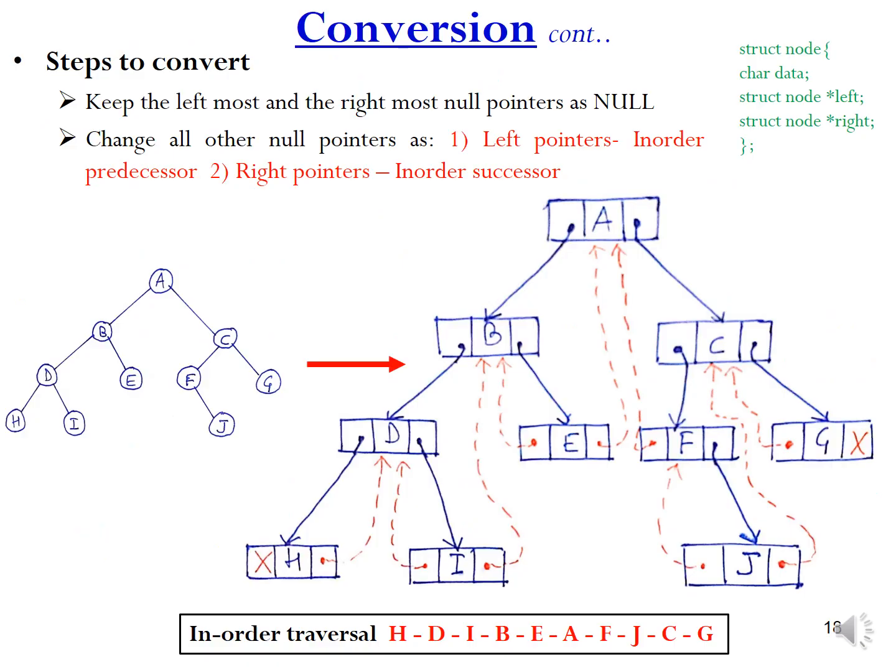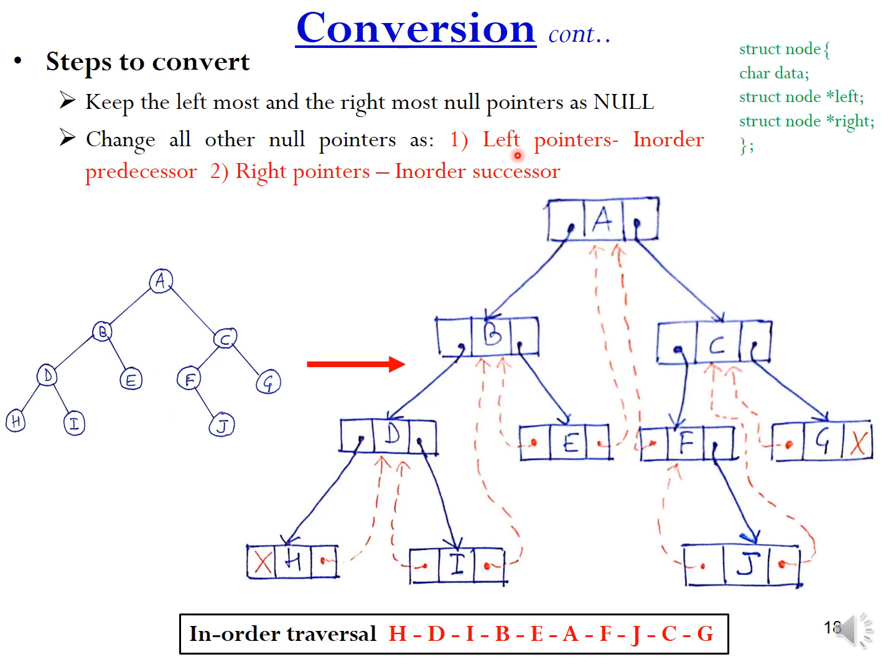Now we will follow the steps to convert a binary tree to a threaded binary tree. Step 1 is to keep the leftmost and the rightmost null pointers as null. In this binary tree, the leftmost node is H and the rightmost node is G. So we have to keep the left null pointer of node H null and the right null pointer of G null.